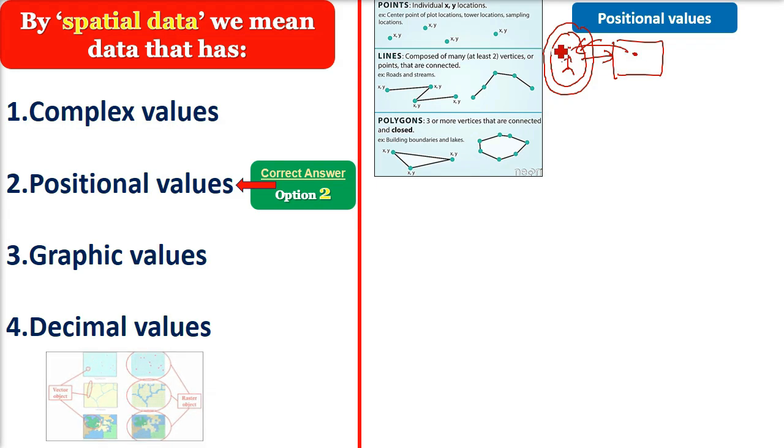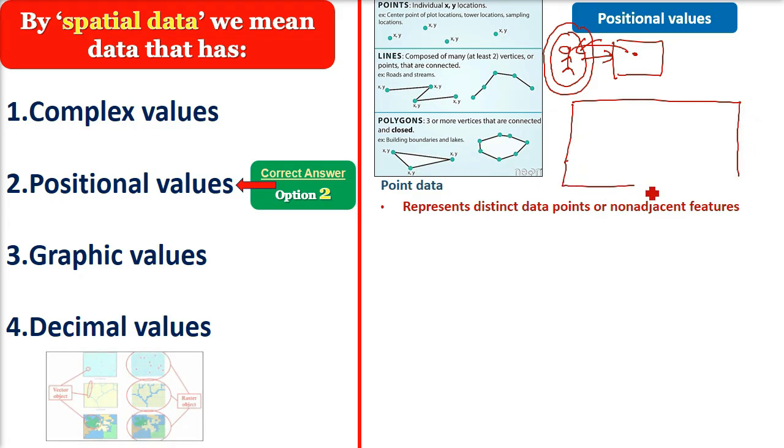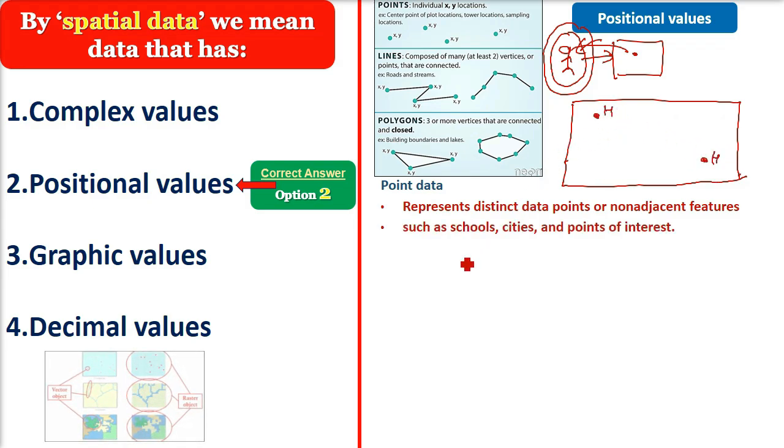These are positional values. So when you put yourself on a map, you will put a dot. That is point data. What is point data? The point data represent distinct data points on non-adjacent features. Now just understand it with an example. If you want to tell people how many hospitals are there in your city or a country, this is a bigger canvas now. You're talking about a bigger area. So you will put a dot.